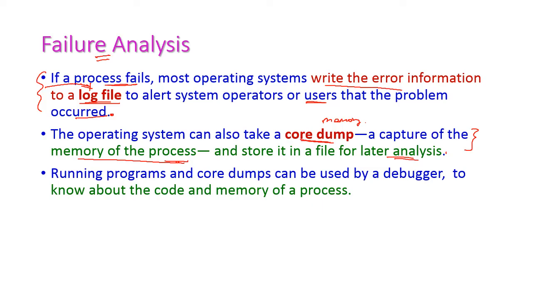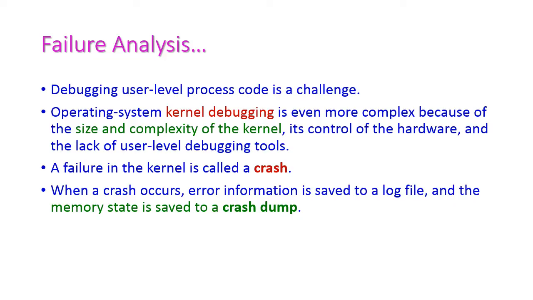Then the running programs and core dumps can be used by the debugger. Who is the debugger here? The programmer, to know about the code and memory of the process. Debugging a user level process is very easy compared to debugging kernel programs, because of the size and complexity of the kernel, the kernel's control of the hardware, and the lack of user level debugging tools. The debugging tools are very complicated in kernel debugging.